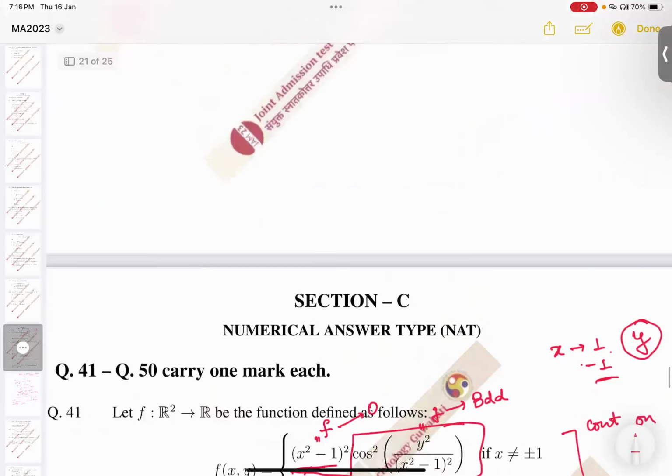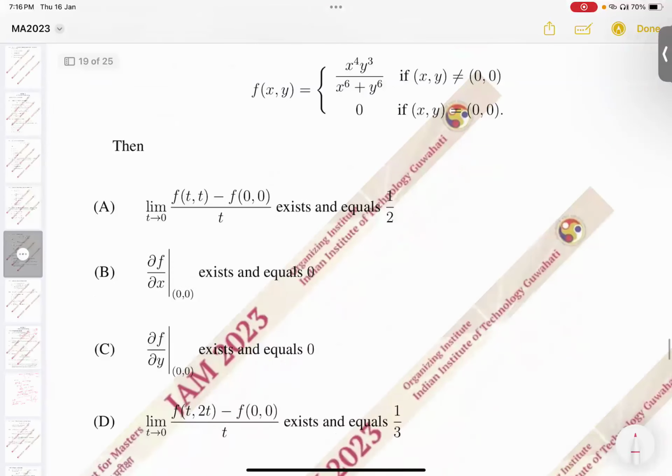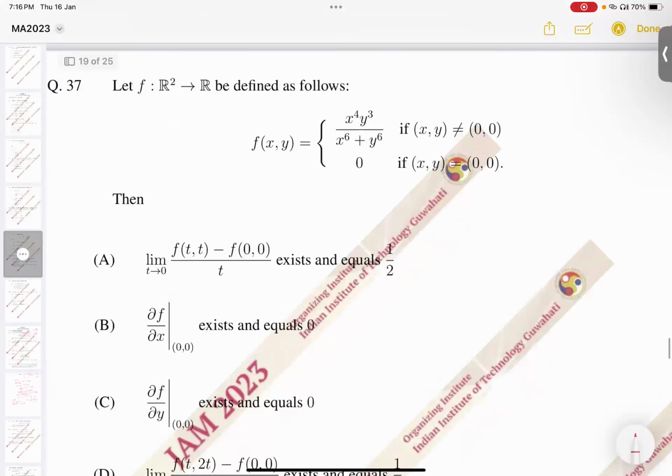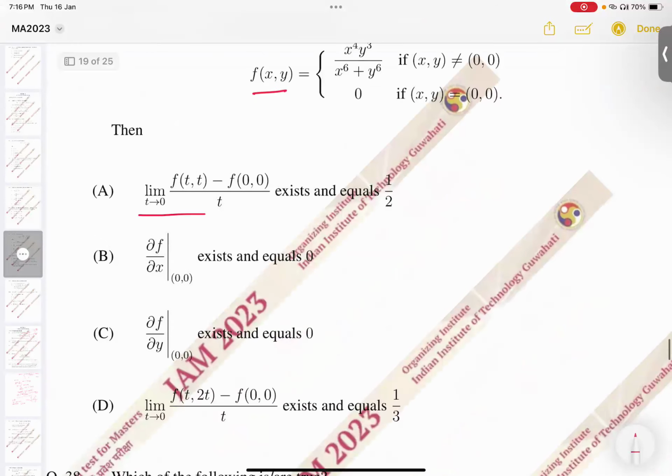So in 2023, they have asked this question. Okay, so this is also in our scope. So question 37. In that question, they have given this function, right? So the first option is to calculate this limit, right?